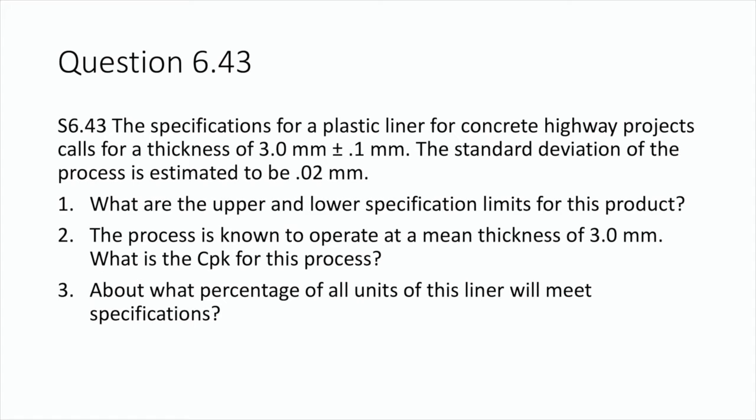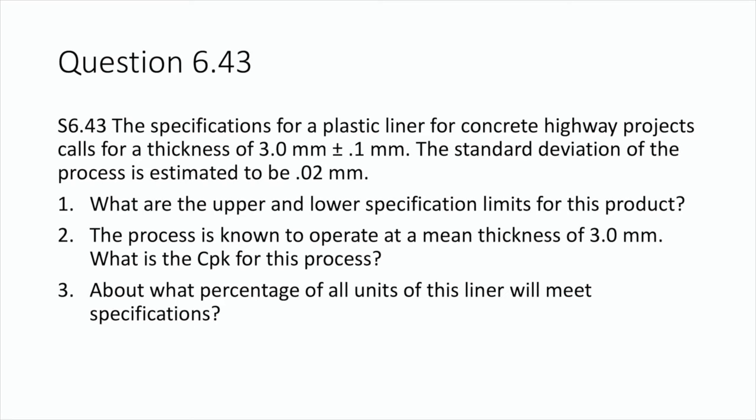Okay, so now we're going to talk about question 6.43. It reads, the specifications for a plastic liner for concrete highway projects call for a thickness of 3.0 millimeters plus or minus 0.1 millimeters. The standard deviation of the process is estimated to be 0.02 millimeters. So the first question is, what are the upper and lower specification limits for this product?